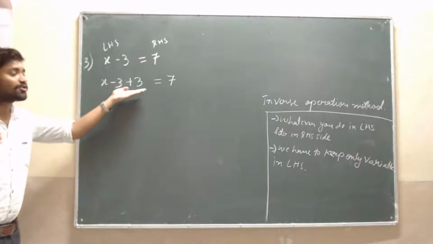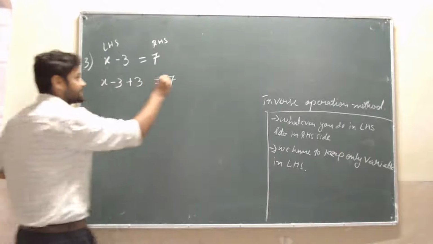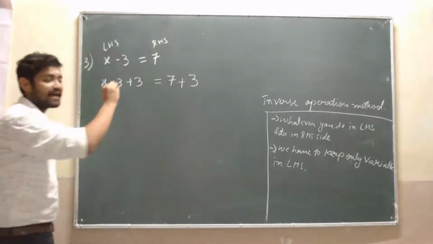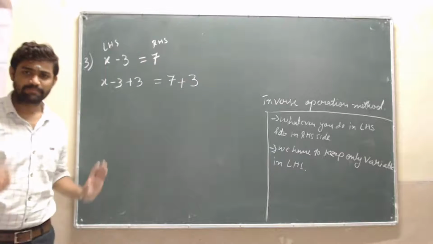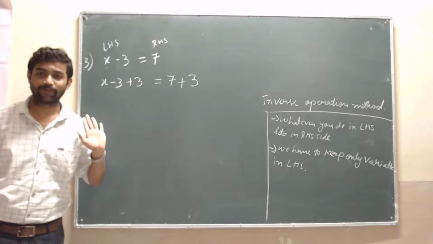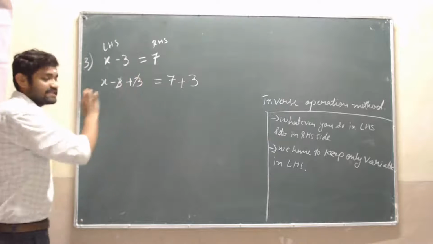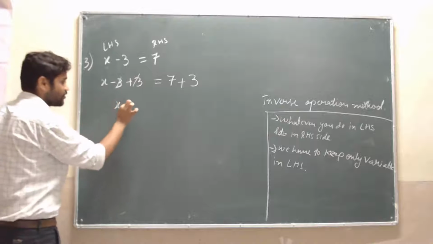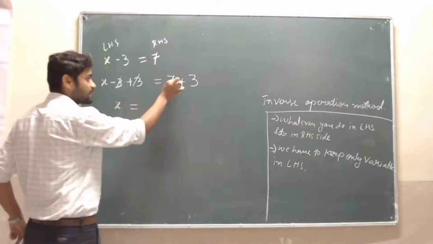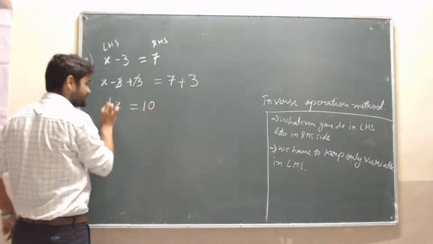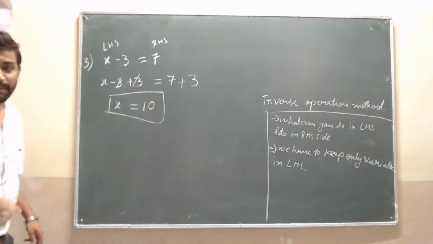Sir, inside the LHS side I had added plus 3, then again I will add plus 3 to the RHS side. Simple rule: whatever you give to one side, you must give the same to the other. Yes, minus 3 and plus 3 both get cancelled and it remains only x. x is equal to 7 plus 3 is 10, and the value of x is 10.